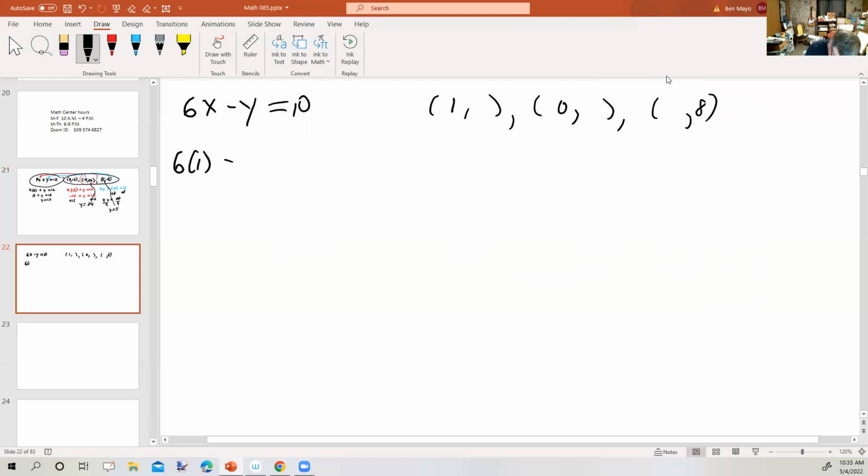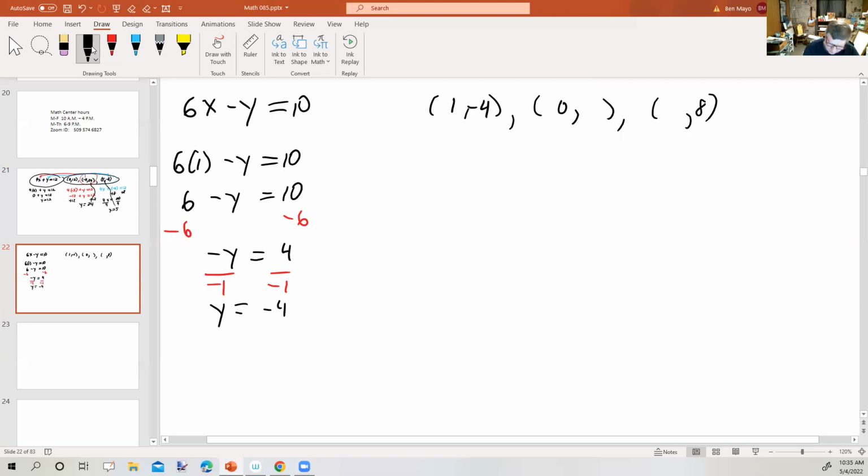6 times 1 minus y equals 10. 6 times 1 is 6, so 6 minus y equals 10. We'll subtract 6 from both sides of the equation. So negative y equals positive 4, but negative y is not y. We need to divide both sides by that implied negative 1 coefficient. So y equals negative 4. Any questions about that example? So this ordered pair is a solution to this equation.